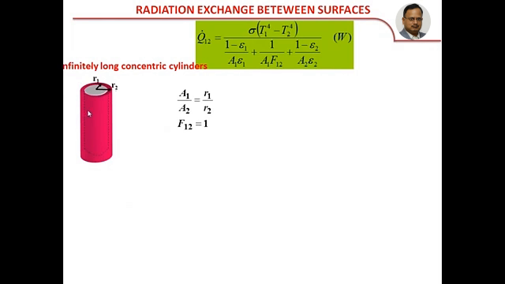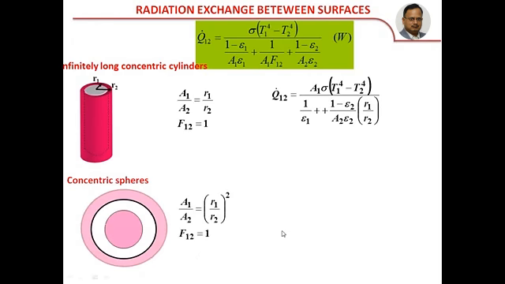If you have two infinitely long concentric cylinders like this, R1 is the radius of the inner solid cylinder, R2 is the radius of the hollow outside cylinder. F12 is equal to 1 because the amount of energy emitted by the solid cylinder can fall only on the outer cylinder. And we know A1 by A2 is 2 pi R1 L by 2 pi R2 L, which becomes R1 by R2, and this formula Q12 again reduces to A1 sigma (T1 to the power 4 minus T2 to the power 4) by [1 by epsilon 1 plus (1 minus epsilon 2) by epsilon 2 into R1 by R2].